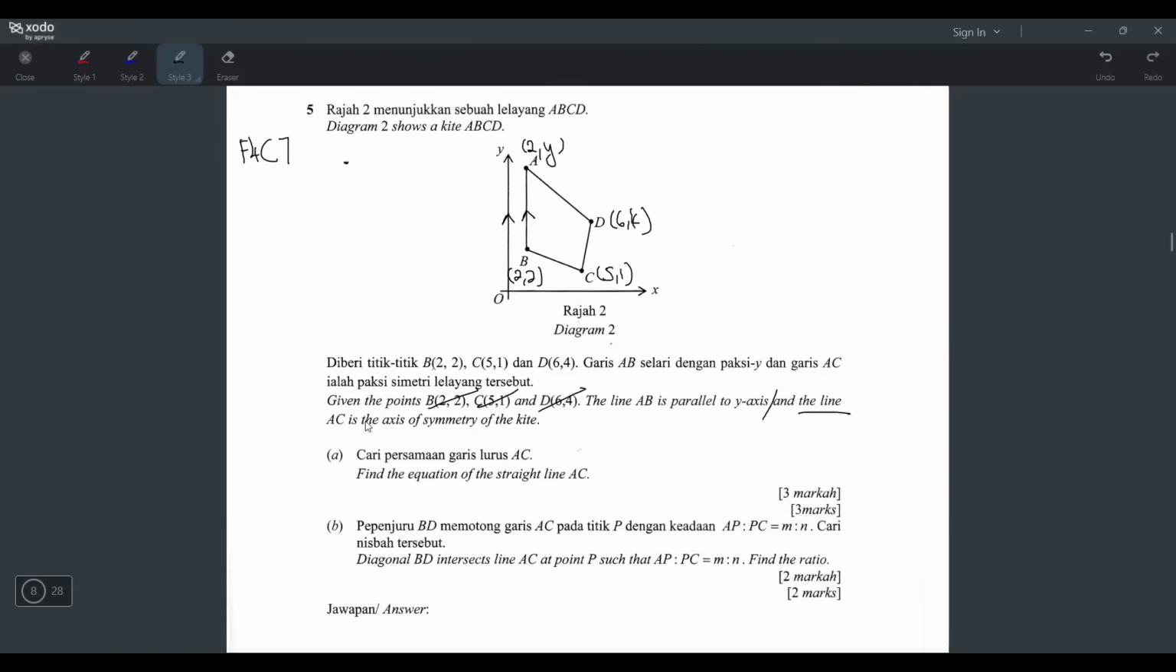And then what else? The line AC is the axis of symmetry of the kite. So if I join the line from A to C, this side of the kite and this side of the kite would be the same size. That's what it means lah. Axis of symmetry ma. Okay. All right. So I'm done reading the question.